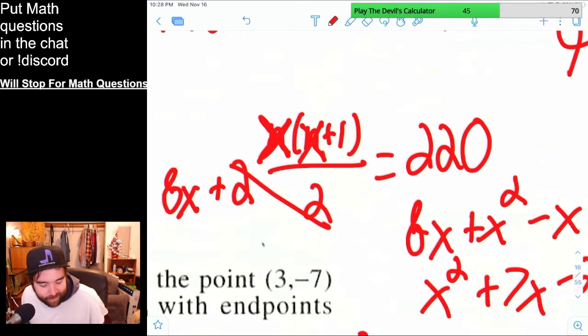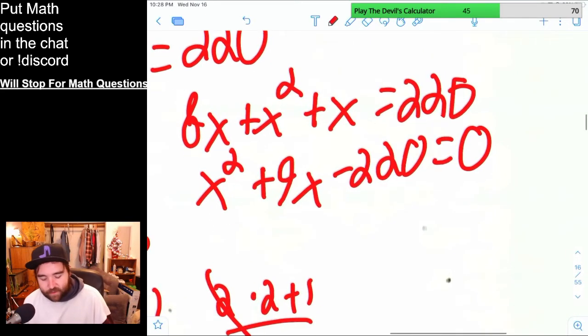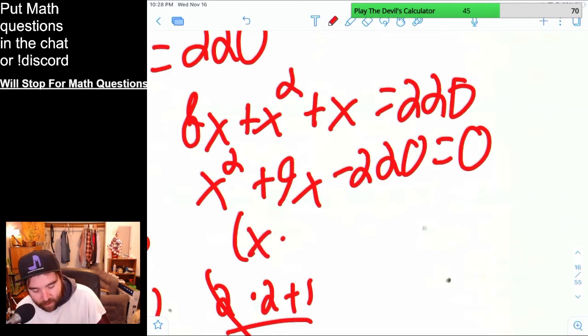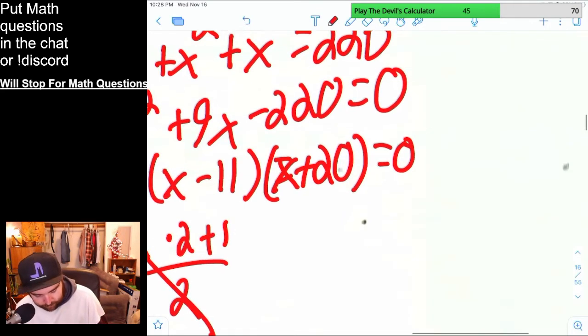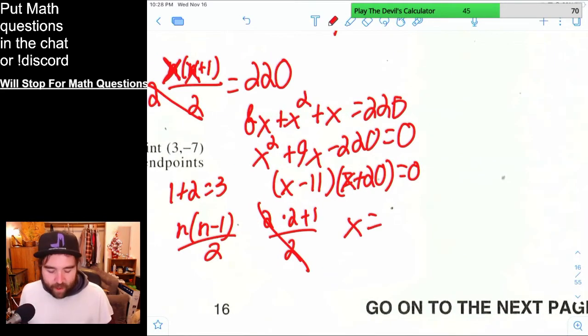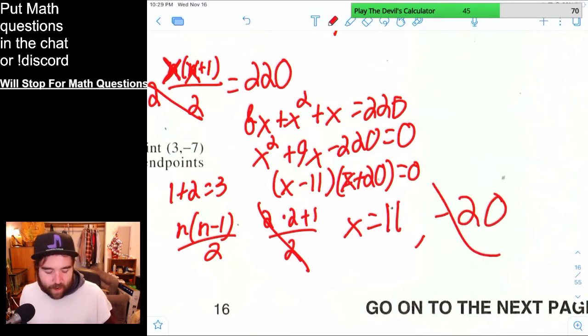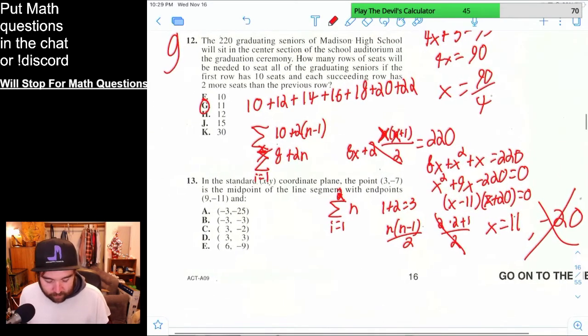See, this is why this is even just too hard. But then it comes out, because then you have that this is 9x, 8x plus x. So now you can factor this pretty easily. x minus 11, x plus 20 equals 0. Wait, so then I'm getting my answer. Oh, right. So I'm getting that x equals 11 or negative 20, and negative 20 is no good because it's negative. You can't have a negative number of seats. So 11 is the answer.